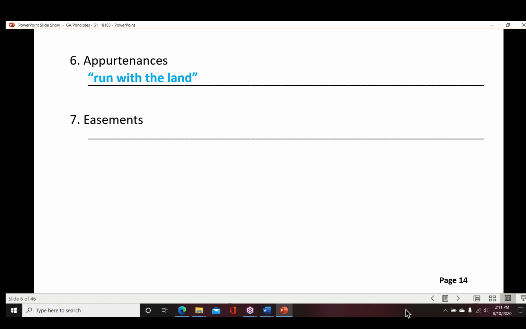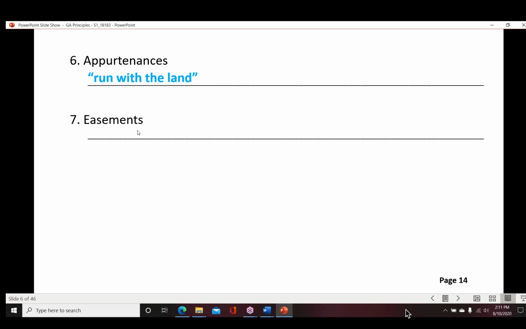In other words, y'all, if I own my house here, the land that the house sits on, we're not going to do two different deeds. We're not going to do a deed for the land and a different deed for the house. We're going to do a deed for the land. The house is an appurtenance. It's an improvement on the land. And so appurtenances go along with the sale of the land. Therefore, we don't have to do a separate deed for the house. Does that make sense to everybody? It should. So the appurtenances run with the land.